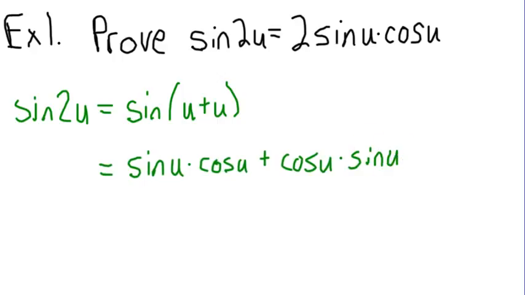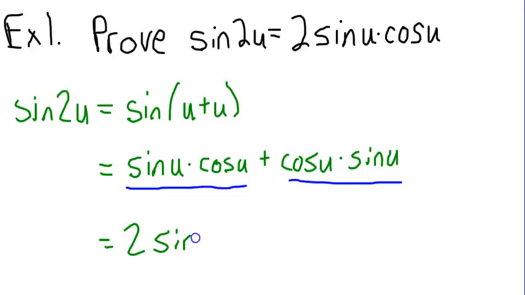So if we focus on this first term and the second term, it doesn't matter the order in which you multiply two things, those are the same thing. So we have 2 times the sine of u times the cosine of u. So we had to use the sine of a sum identity from 5.3 to prove and show why that double angle identity works for the sine function.